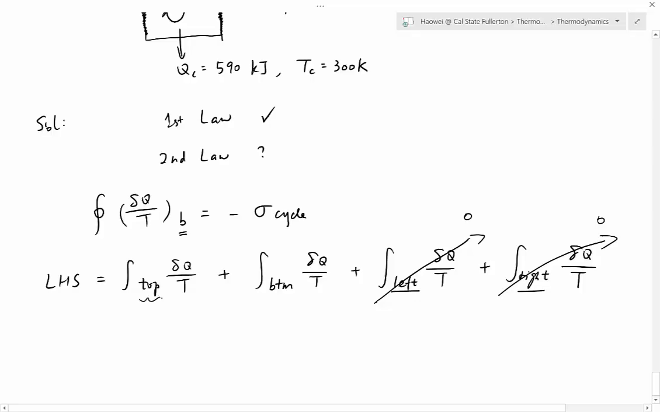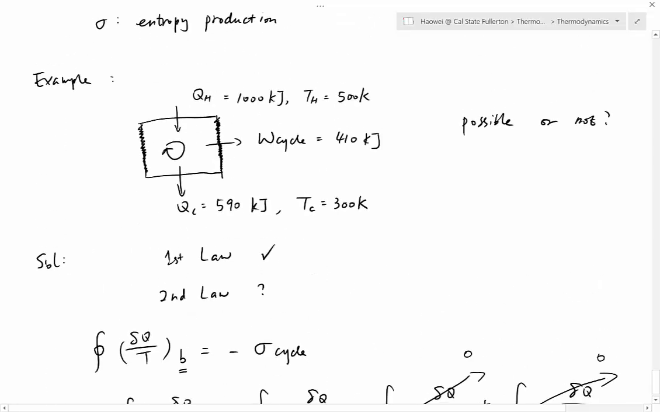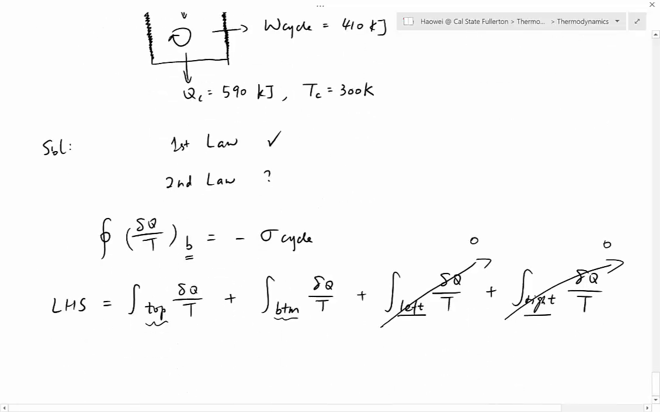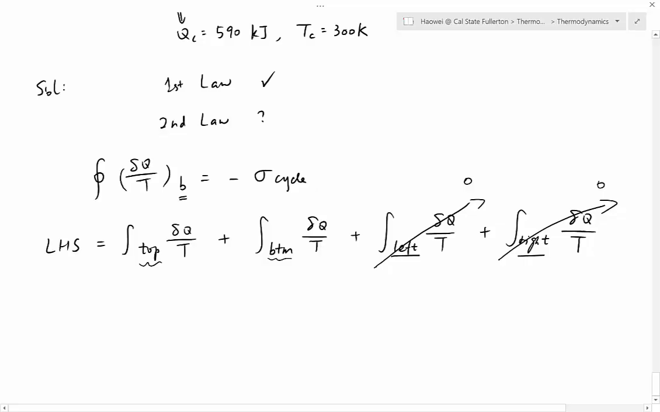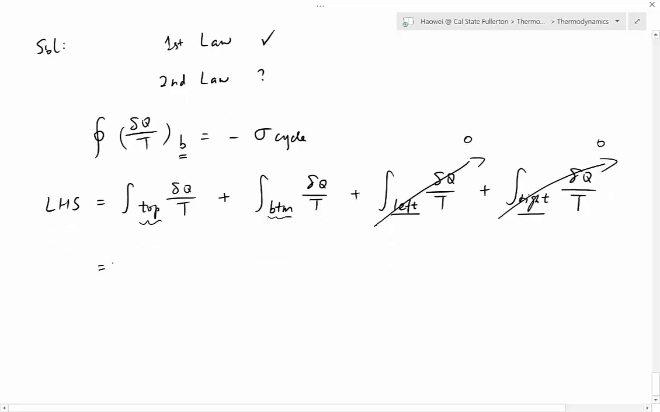And now, top surface and bottom surface, do we have heat transfer? Yes, we have QH and QC. So now they're not equal to 0. We have to keep them. Okay, so now let's continue with this equation. What's going to happen to the temperature on the top surface?